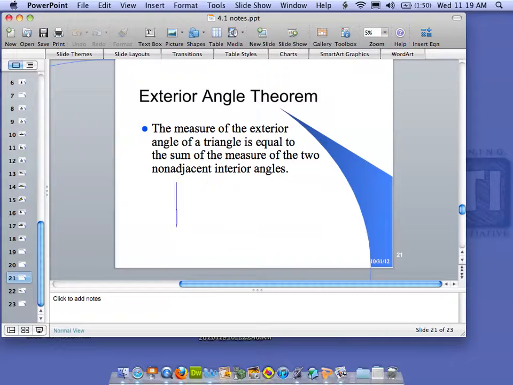So let's suppose we had a right triangle. And I told you that this angle up here measured 30. If I were to extend this side, this is referred to as an exterior angle.